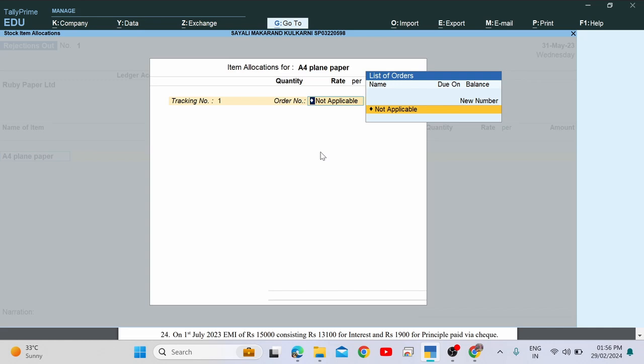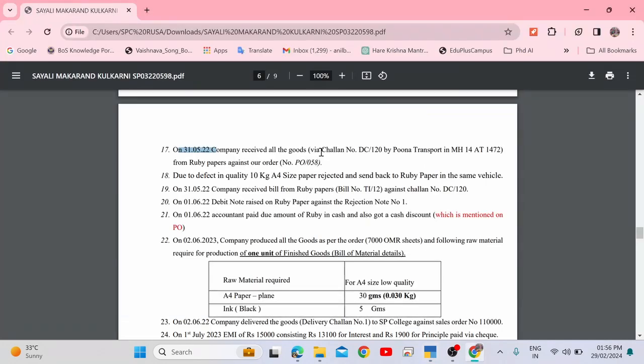And then order number, no, no one has given you an order to reject, correct. Only for accepting a purchase we generally give it, and otherwise Not Applicable, whatever is given by Tally, that is correct. Generally you will get correct things from Tally, correct.